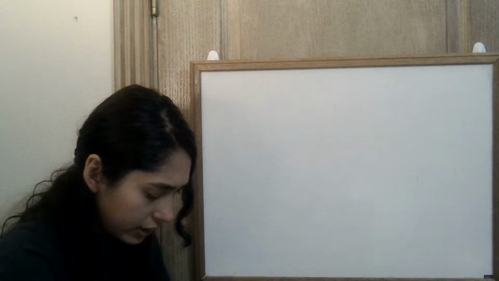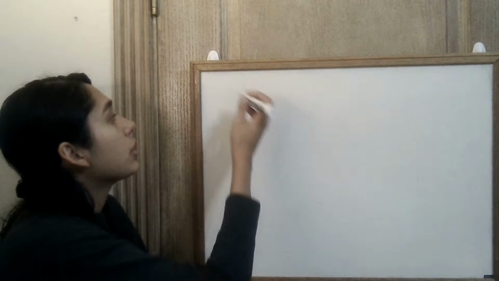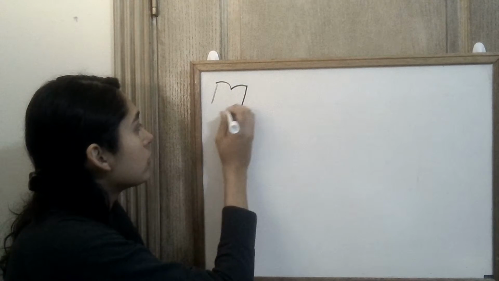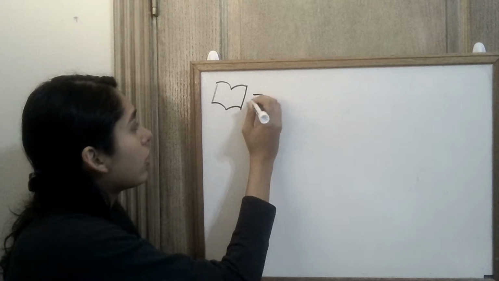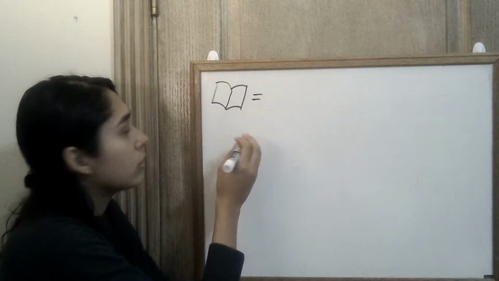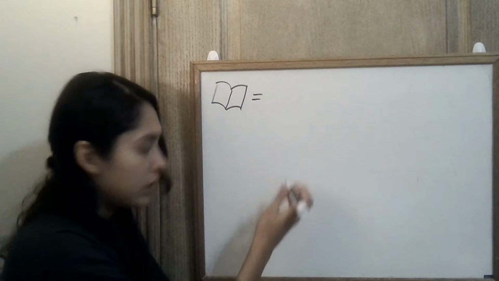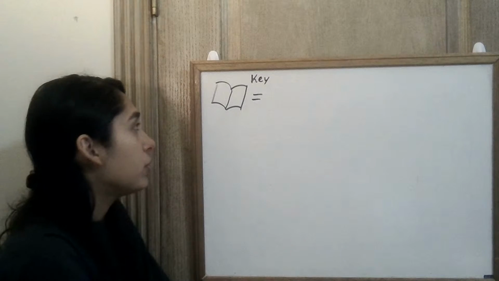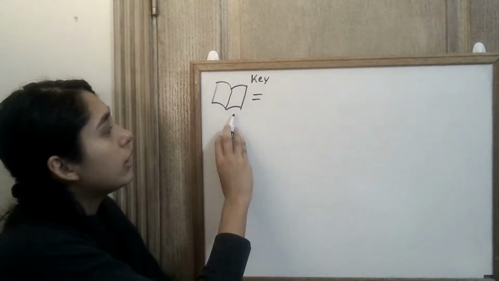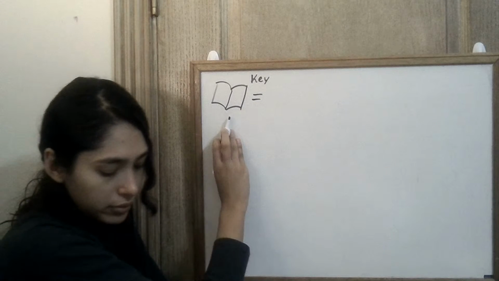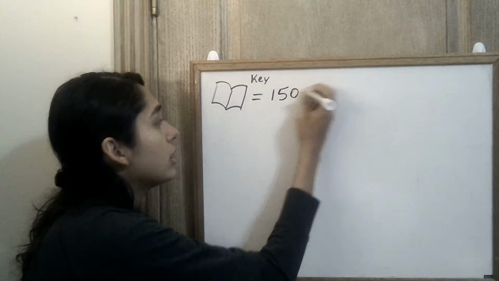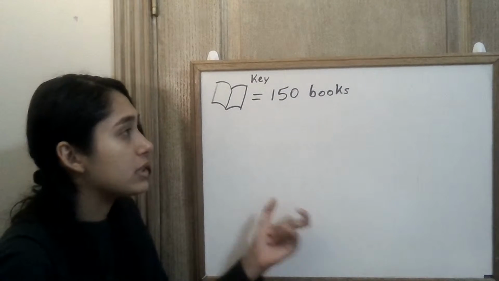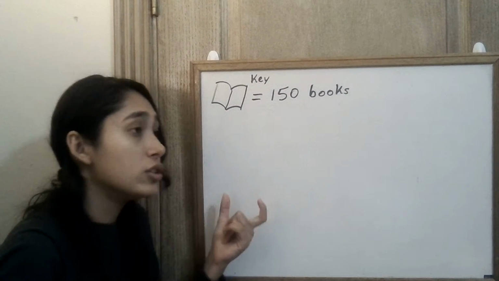So let's say we're talking about libraries, and we have a little symbol for a book. That's a book, equals, so this is our key, or our legend if you use a map. The one symbol of the book represents 150 books. This is very similar in maps when you have the scale, like 2 inches equals actually 100 miles in real life.